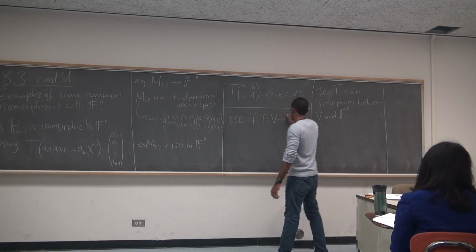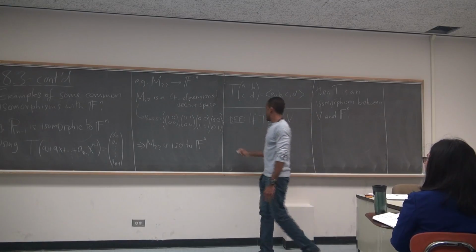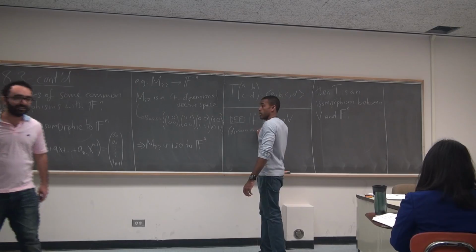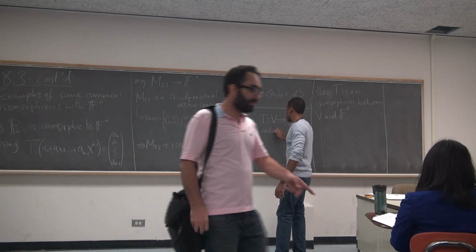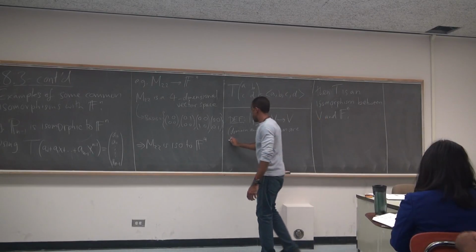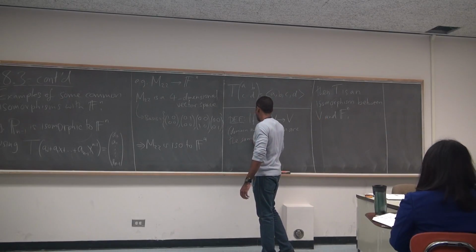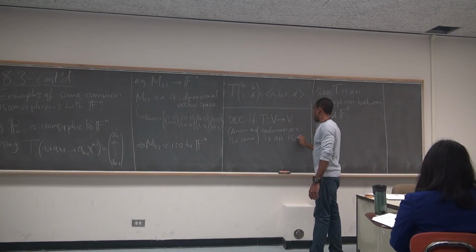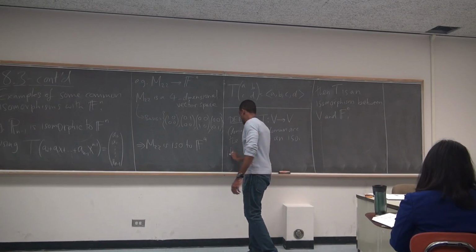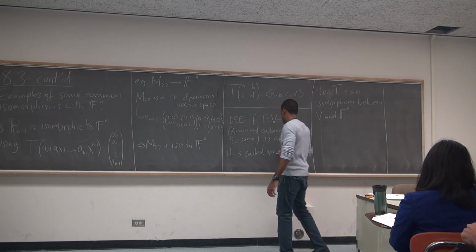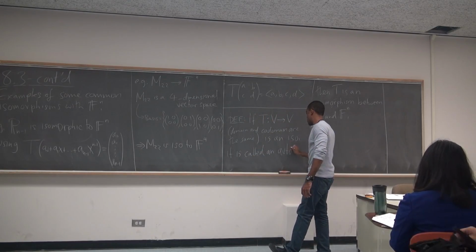If T goes from V to itself, right? Domain and codomain are the same. If this is an isomorphism, it is called an automorphism.